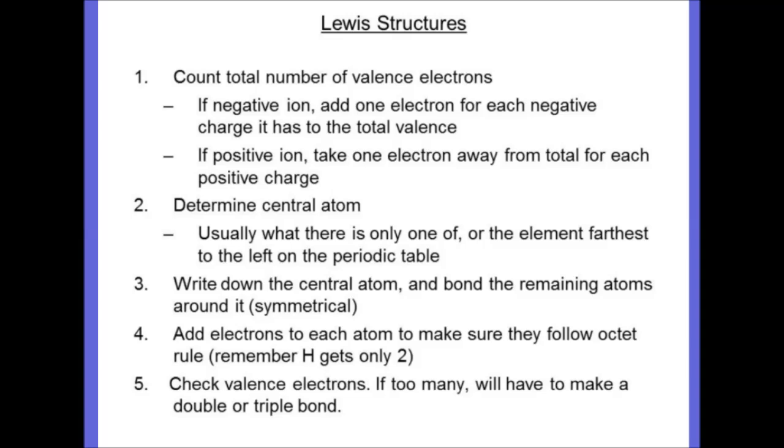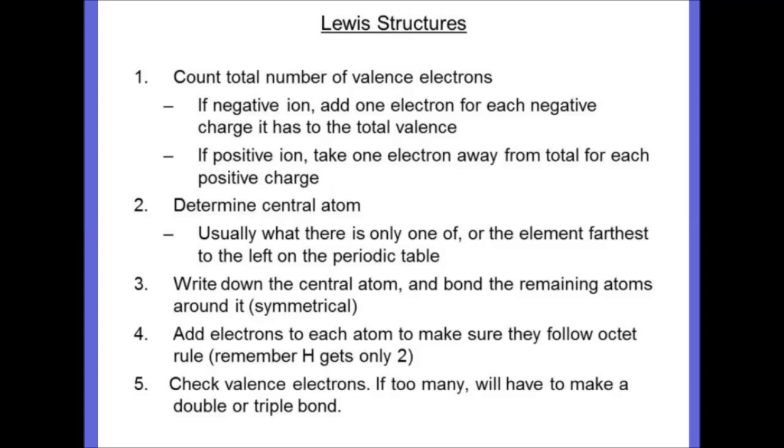The next thing we have to do is determine the central atom. Usually that's the thing that there's only one element of, or the element that's to the farthest left on the periodic table. Oftentimes it's going to be carbon or nitrogen. Just as a friendly reminder, if you have something like carbon and nitrogen, those are the two that are most likely going to be the central atom if it's in your formula. Alright, you're going to write down your central atom, and then you're going to draw a single bond that connects all of the atoms to the central atom. Alright, so try to make sure it's symmetrical.